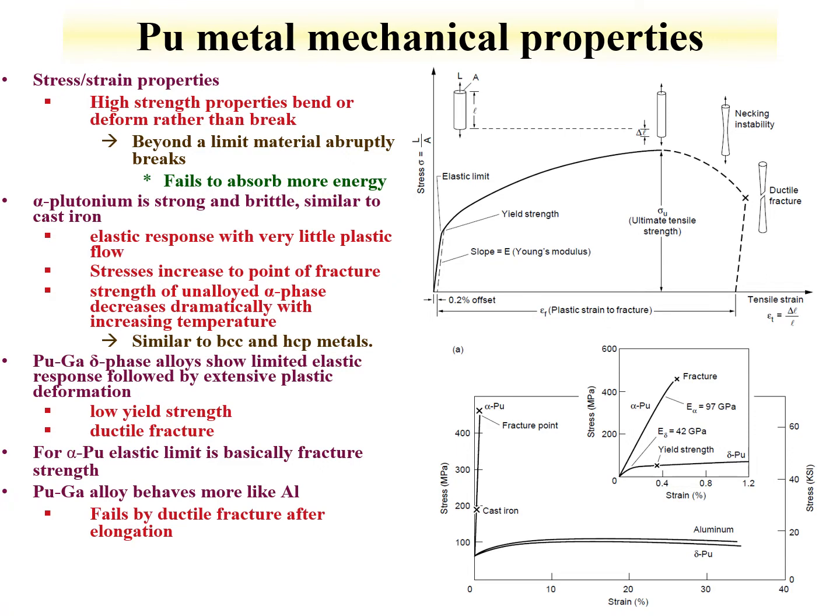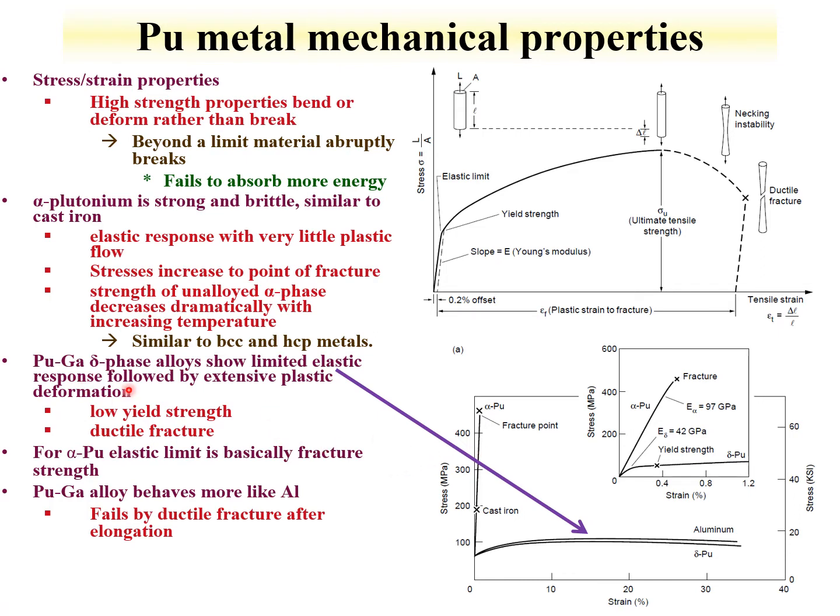As we mentioned at the beginning of this lecture, the physical properties of the plutonium metal are of interest. And once the metal is made, we get some mechanical properties, particularly stress-strain. The alpha phase plutonium is strong and brittle, similar to cast iron, as we see from this plot.